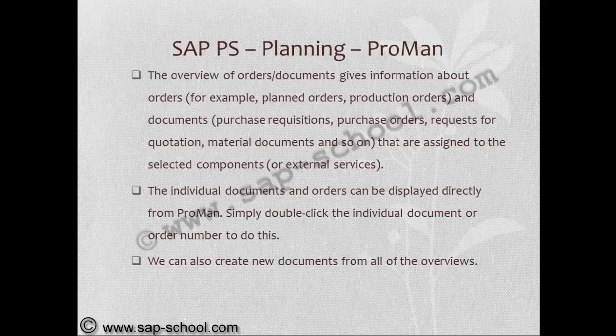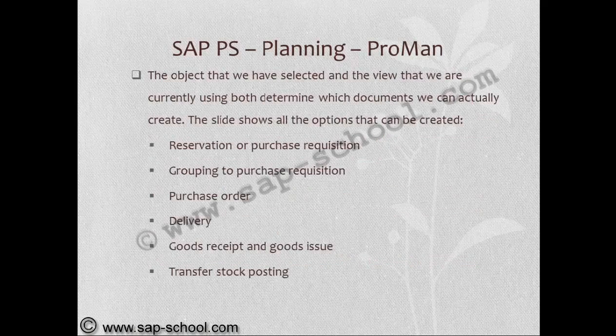The overview of orders and documents gives information about orders and documents that are assigned to the selected components. The individual documents and orders can be displayed directly from Proman. Simply double click on the individual document or order number to do this. We can also create new documents from all the overviews.